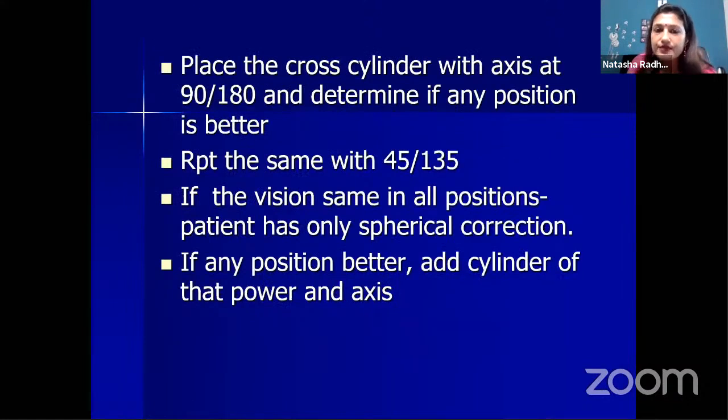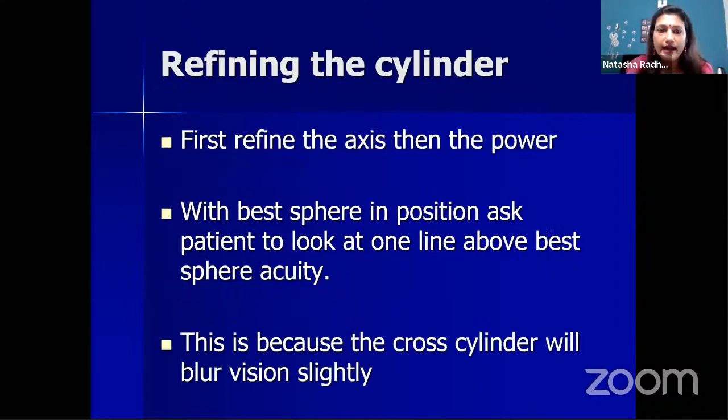Now, how is it done? First, just to determine if the patient has any cylinder, you place it with axis at 90 and 180, and it is flipped. So you place it with the axis at 180, and then you flip, means the minus axis that you gave at 180 will become now at 90, and reverse. So basically, you're just adding a cylinder in one axis and adding another cylinder in the other axis when you're flipping. And that will tell you, if the patient says the vision is the same in all positions, then the patient has only a sphere. If he says any position is better, that means that the patient has a cylinder and you need to add a cylinder.